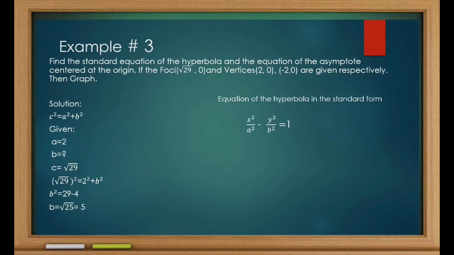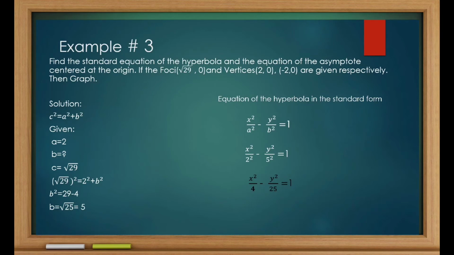Then, to find the equation of the hyperbola in the standard form, we will use this equation. We use this equation since the center of the hyperbola is at the origin and the vertices lie on the x-axis. Therefore, we will use this formula since the variable on top of a should be x. So then substitute the value of your a and b. We have x squared over a squared minus y squared over b squared equals 1. Therefore, the equation of the hyperbola in standard form is x squared over 4 minus y squared over 25 equals 1.